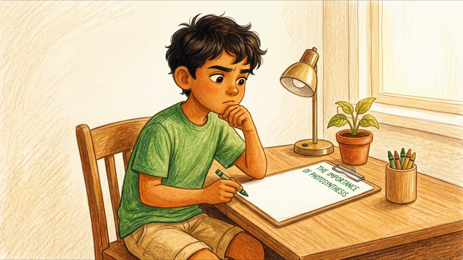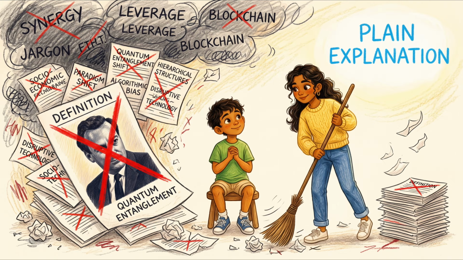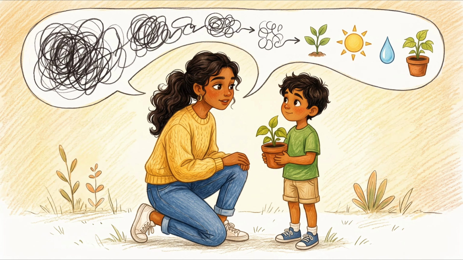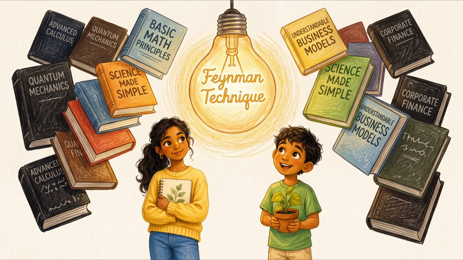Choose something you think you understand. Now close your notes and explain it to a 10-year-old. No technical words, no copied definitions, no hiding behind jargon. Can you still explain it clearly? When your explanation starts to break, you have found the exact point where your understanding ends. This is the idea behind the Feynman Technique, and it can help you learn almost any difficult subject more deeply.